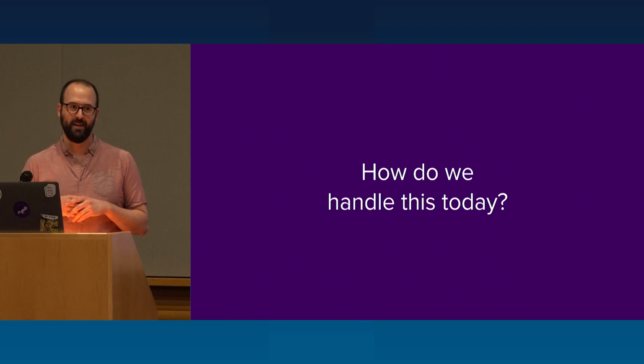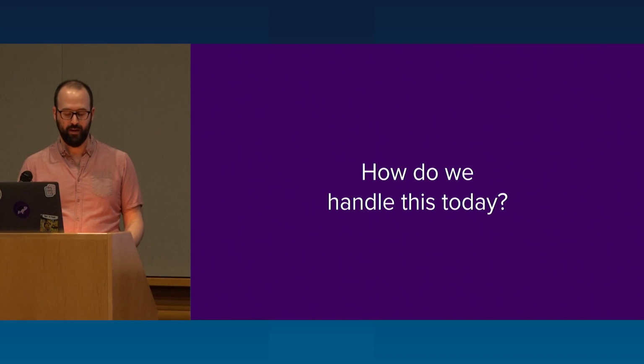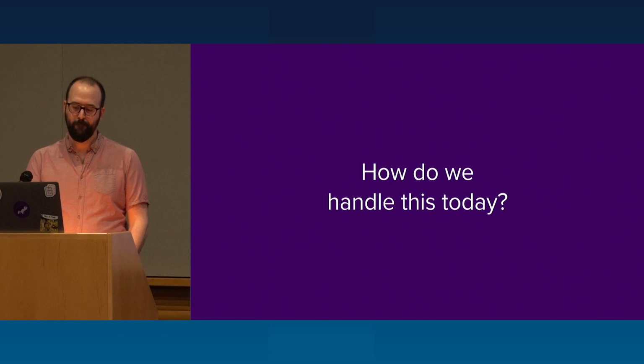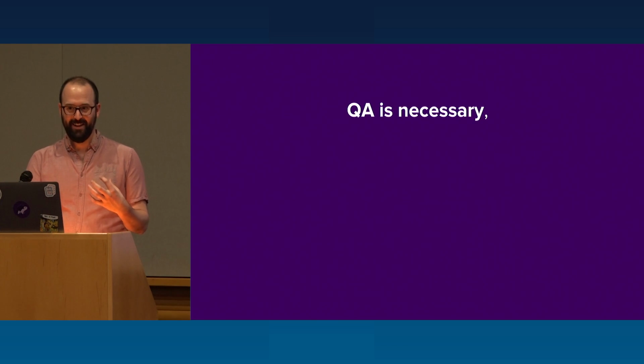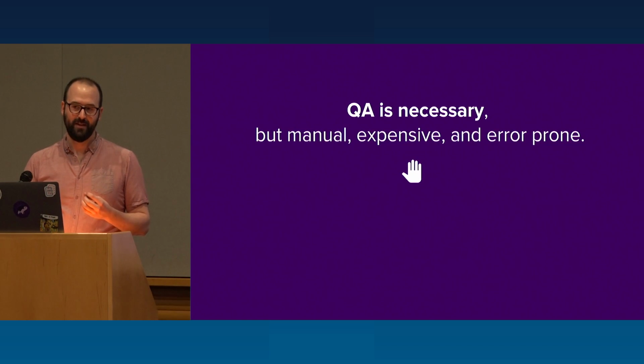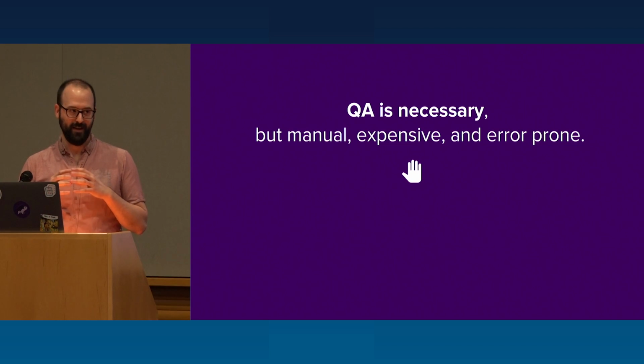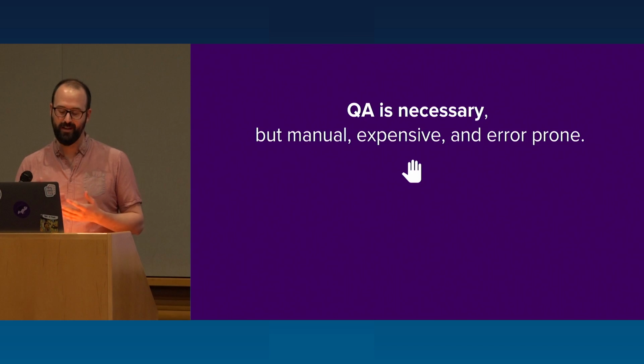So how do we handle this today, launching product changes every day anyway? Usually this is through QA, right? QA is very necessary. It's something we all do. We're not going to stop doing it anytime soon. But it's very manual, it's very expensive, and it's very error prone, right? It's a big leaky process, which is why things get through to production all the time.